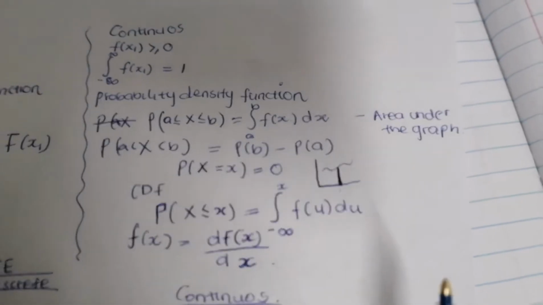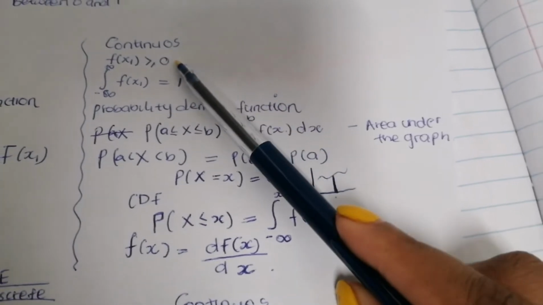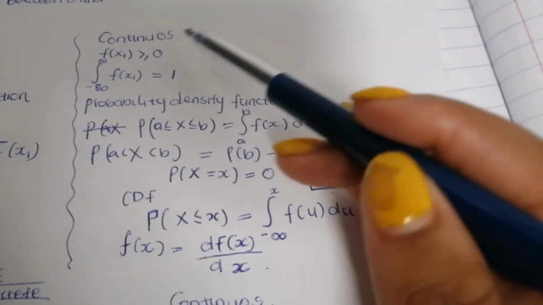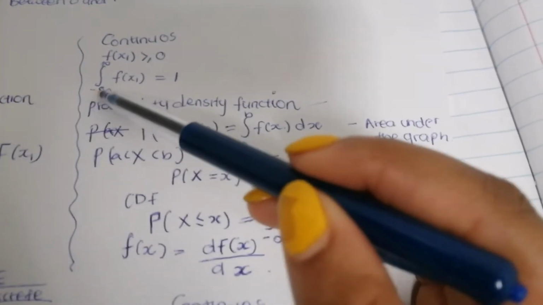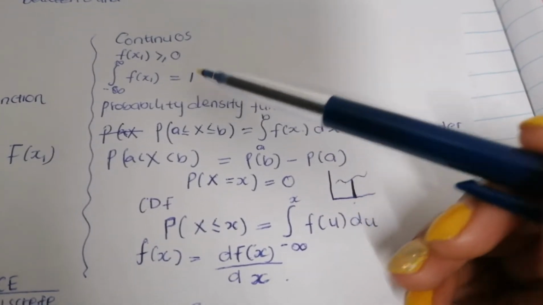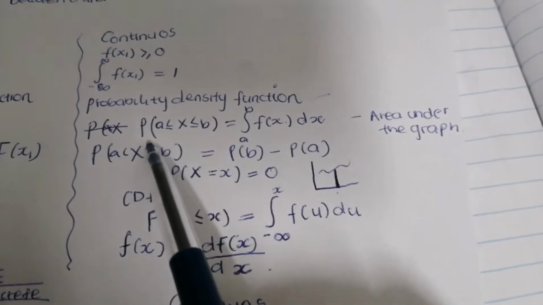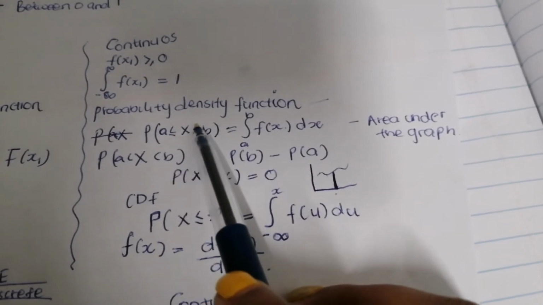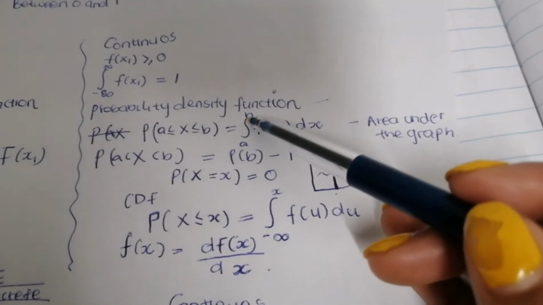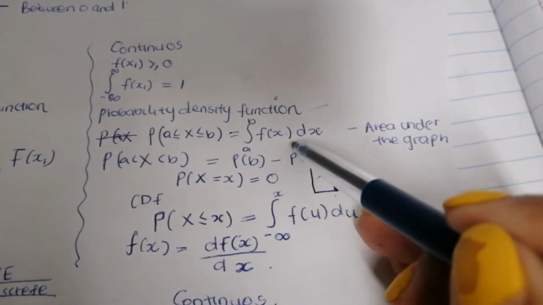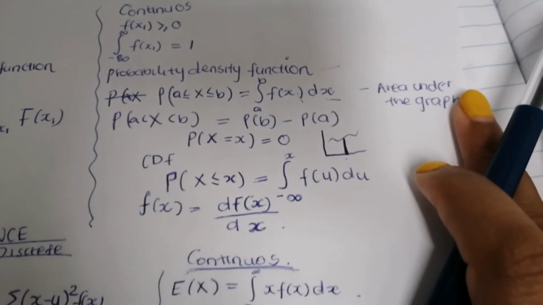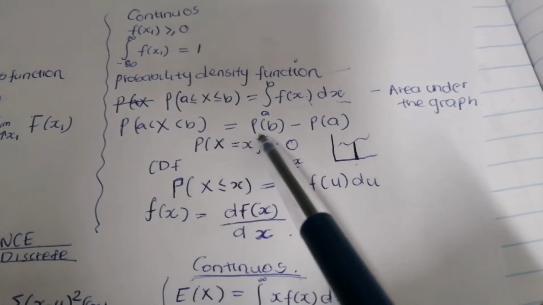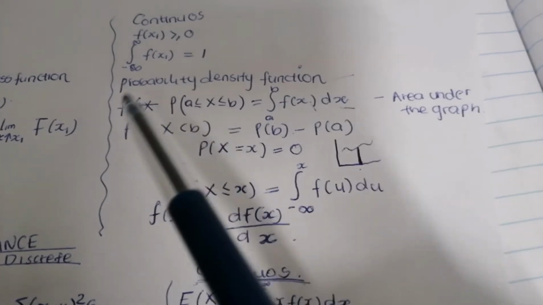When we get to continuous RV, we are going to talk about the probability density function now. We know that it is greater than 0, and when you integrate from negative infinity to infinity, you will get 1. Here the probability of X between a and b equals the integration from a to b of the probability density function dx, right? So they are saying that this is the same as saying the CDF at b minus the CDF at a.